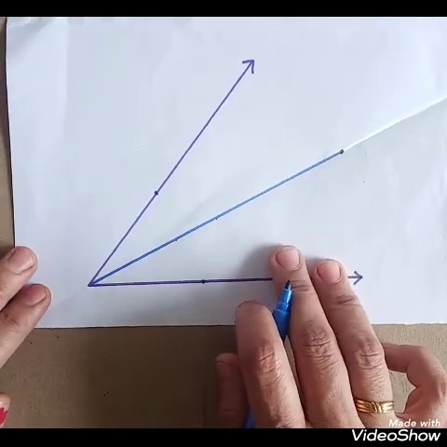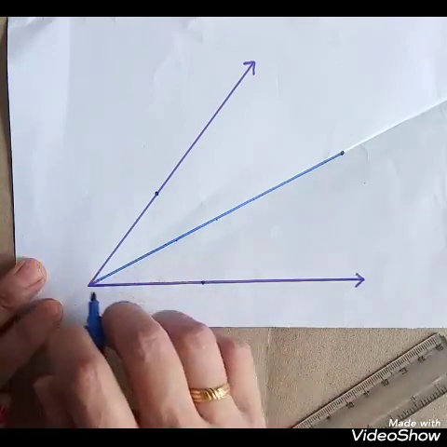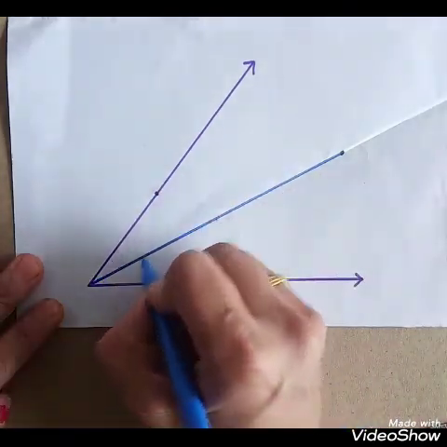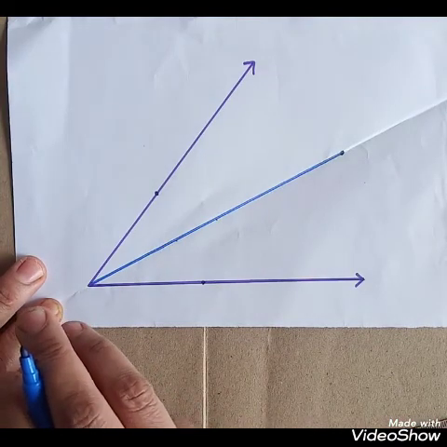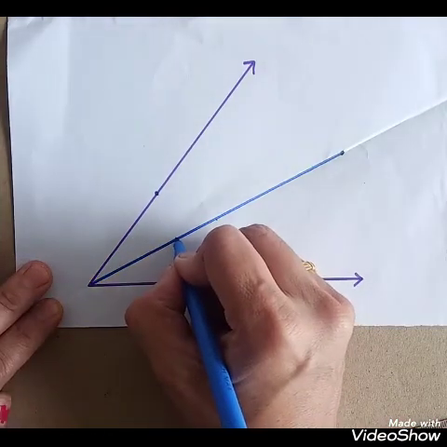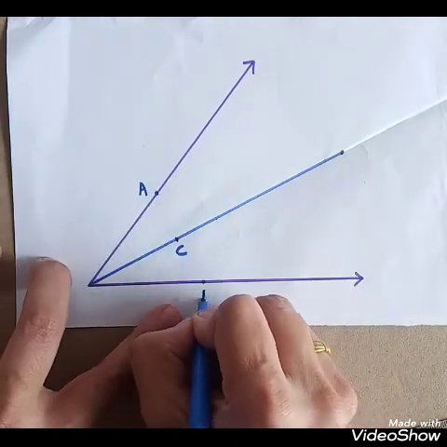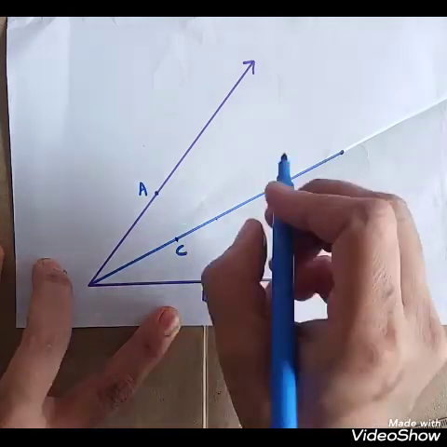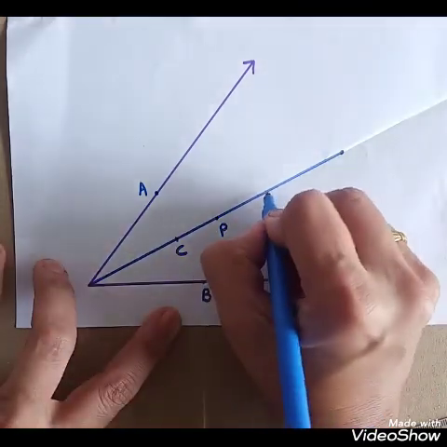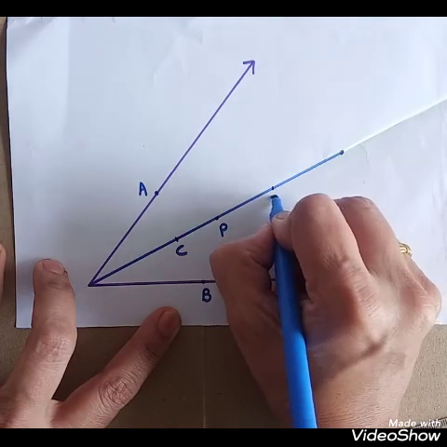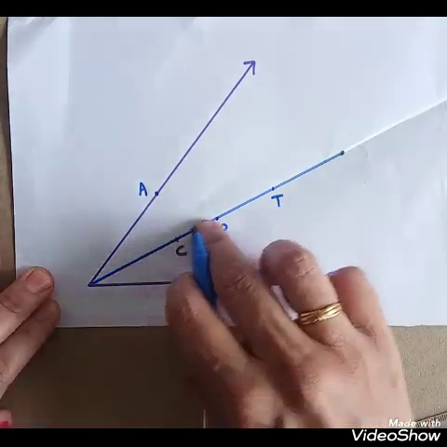Now take points C, P, T on the bisector of the angle. Look, like this. This is the bisector and I am going to take 3 points C, P and T. For example, this is C. This is point A and this is point B. This point is C, this point is P and this point is T. Okay. Now these 3 points are on the bisector.